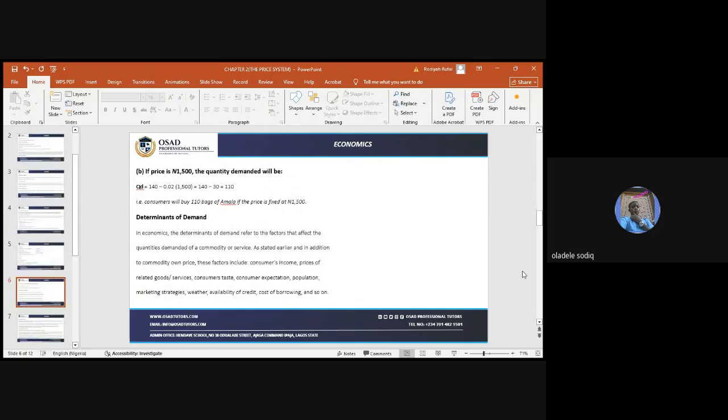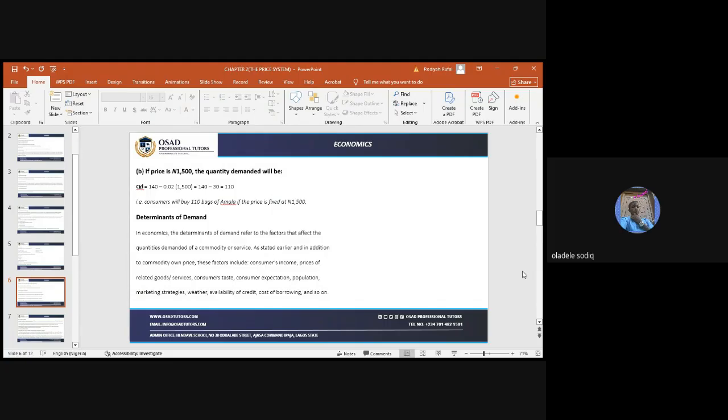So let's move on to determinants of demand. When we say determinants of demand, what are we talking about? The factors that affect demand. Thank you very much. So that is just it.